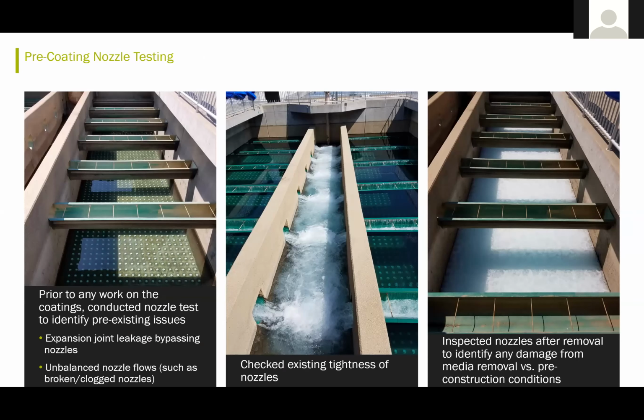After they took out all the media, prior to working on the coatings, they conducted nozzle tests to identify pre-existing issues. And the contractor was required ahead of time to pre-purchase about 2,000 replacement nozzles. It ended up that they had maybe 50 or 60 nozzles that were broken and had to be replaced. They did find out that they had leakage through their expansion joints, bypassing the nozzles, and they had somewhat unbalanced flow in some conditions.